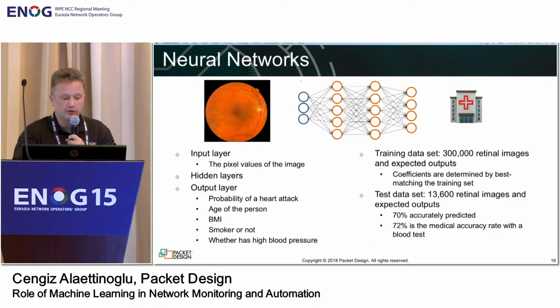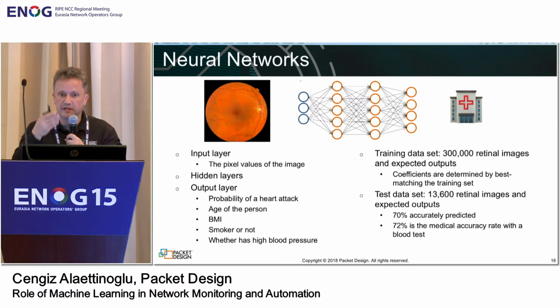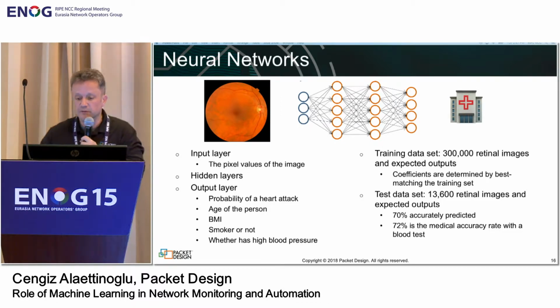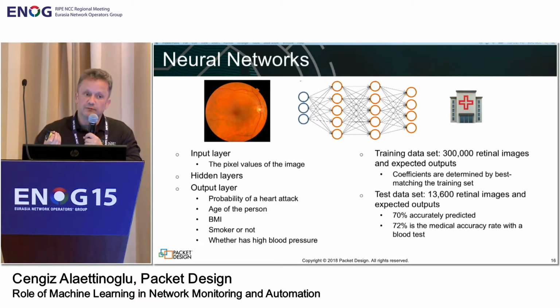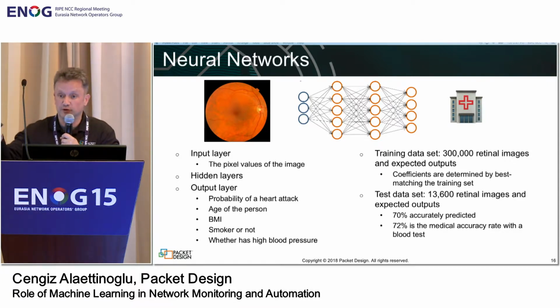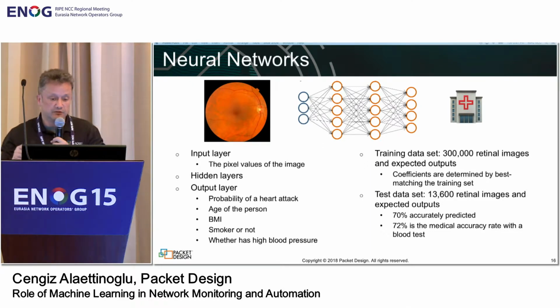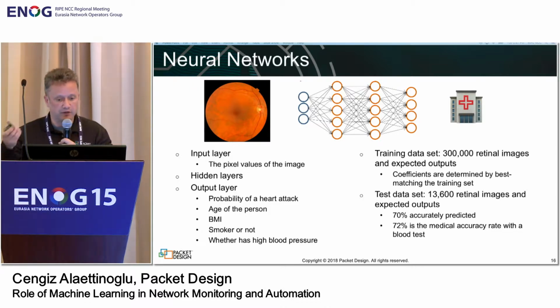You don't need a doctor for that. It wasn't just that. They were able to estimate the age, whether the person was fat or smoking and had high blood pressure, all of that, just from an image of your eye. It's actually amazing, right? And they were 70% accurate. And the best doctors using a blood test are 72% accurate. So actually, neural networks perform very well. This is very amazing, especially in parts of the world where there are not sufficient doctors everywhere, in Africa and so forth.